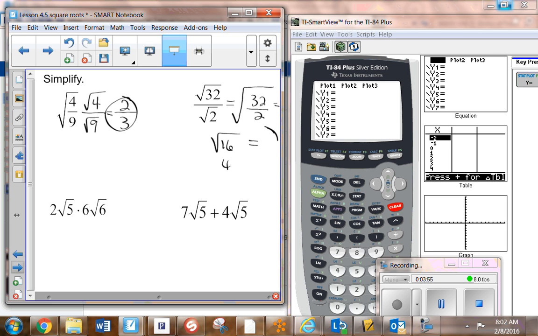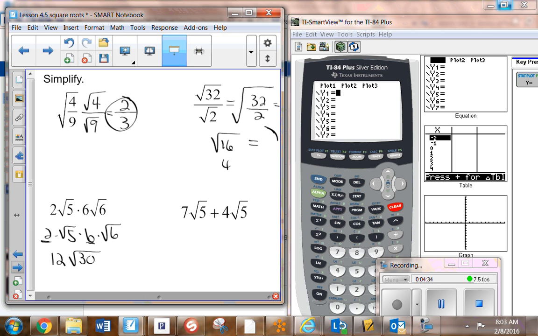How did we multiply those guys? 2 radical 5 times 6 radical 6. Remember, commutative order of operations? So this is really 2 times the square root of 5 times 6 times the square root of 6. We can do that in any order we want. So how about we do 2 times 6 first to get 12? And then how about we do 5 times 6 to get 30? But since these are both under square root houses, their product has to be as well.